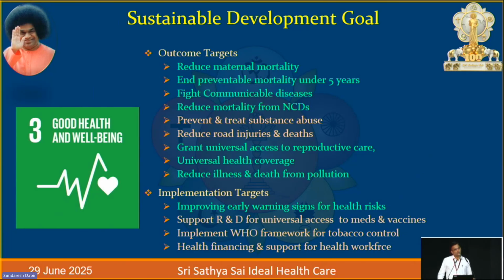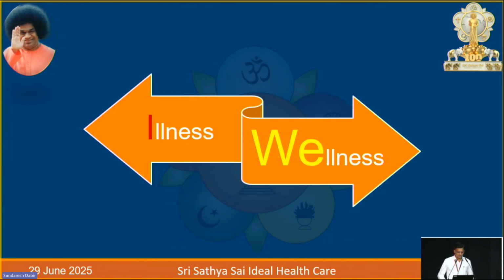The Sustainable Development Goals that have been prescribed by the UN Charter, the SDG 3, talk about good health and well-being, where I have listed the outcome targets and the implementation targets. If you look at the outcome targets, we as an organization are already focusing on many of these. And the implementation target, improving early warning signs for health risk, is something our IT systems are capable of and take us closer to achieving our goals, which is even prescribed by the SDG.